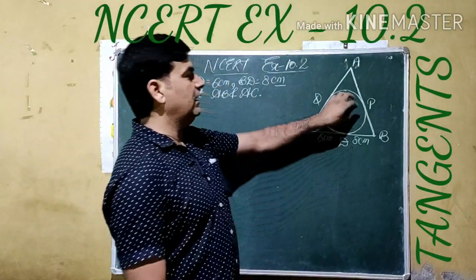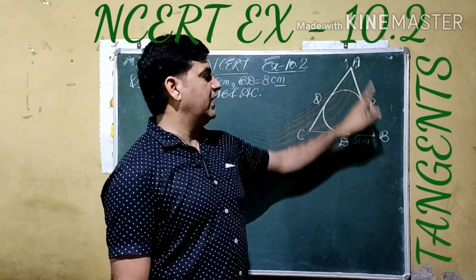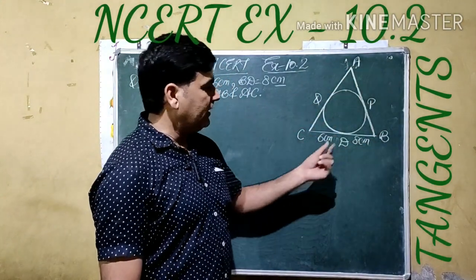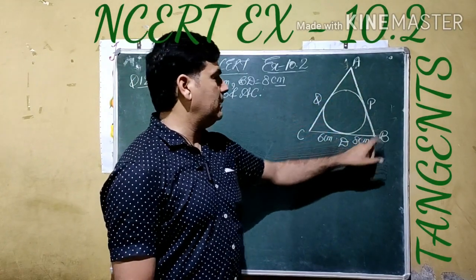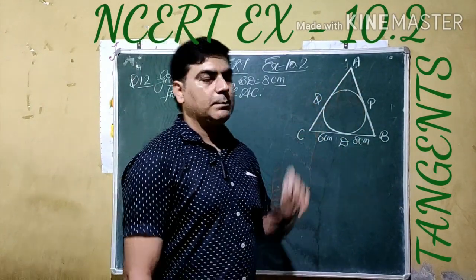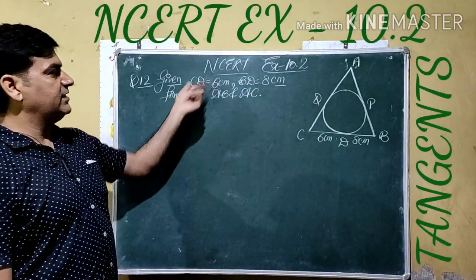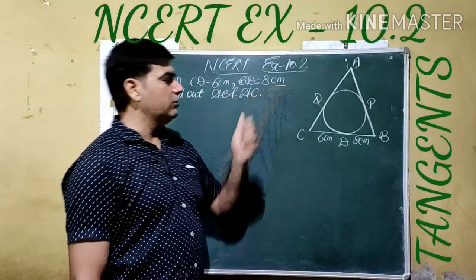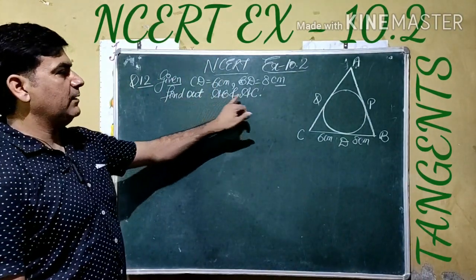There is a circle which is circumscribed by a triangle. The name of the triangle is ABC and the points of contact are D, P and Q. Here sides AB, BC and AC behave like tangents, and we are given length CD is equal to 6 cm, BD is equal to 8 cm. Our question is to find the lengths AB and AC.